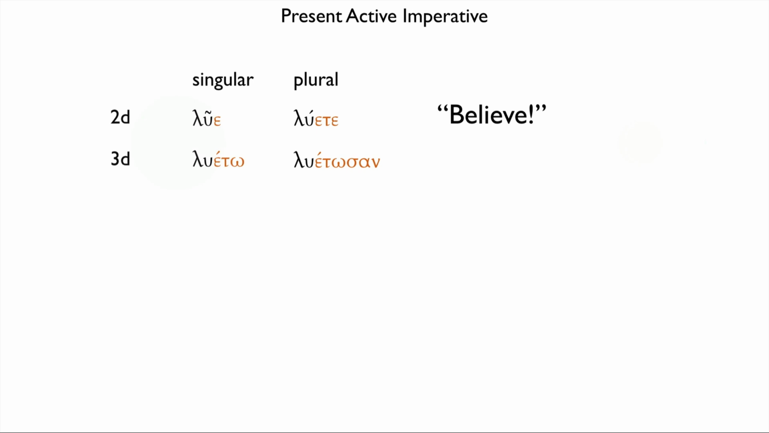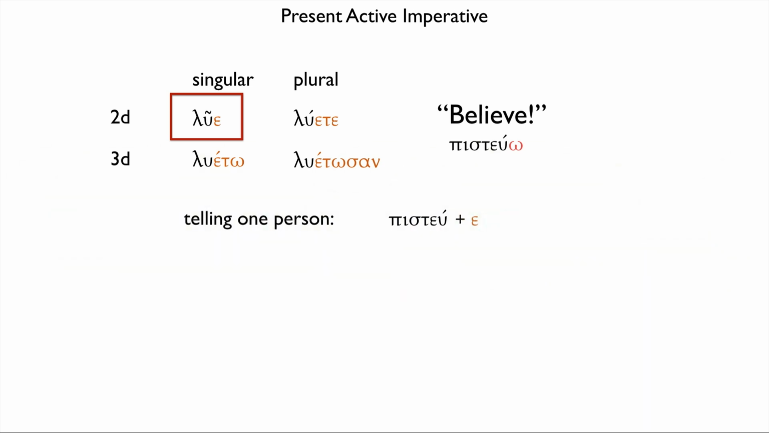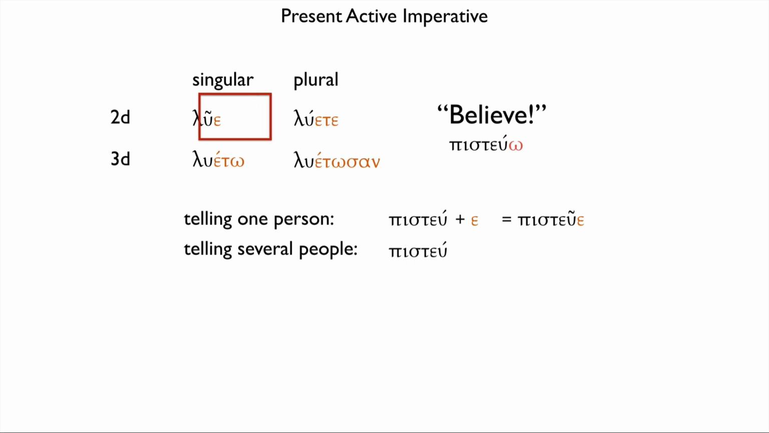Let's try this once more with a more interesting verb, just to see how it would work. Let's say we wanted to command someone, believe. So we take our verb pisteuo, and if we wanted to tell one person to believe, we're going to use this singular second person imperatival ending. So we'll start with pisteu. We've lopped off the conjugated ending. We'll add e for the imperative, and we get pisteue, believe me. Similarly, if we want to do this for multiple people, we will use pisteu plus the plural ending ete, and we get pisteuete.